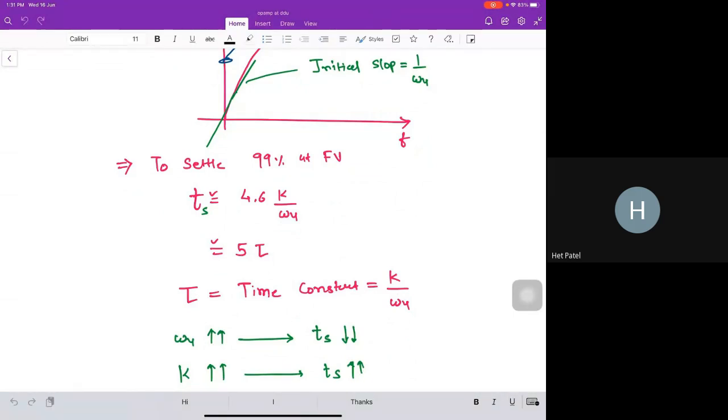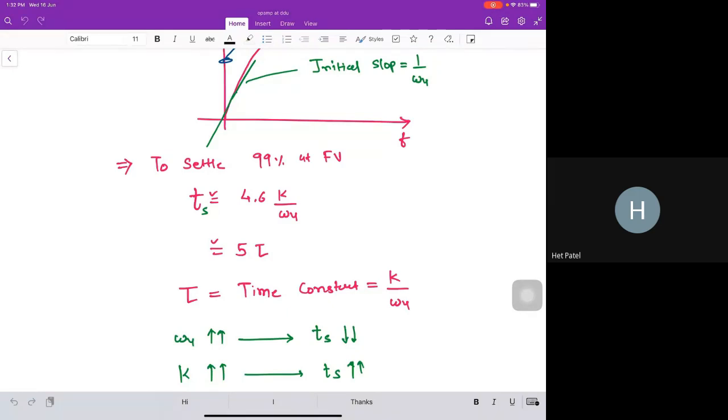See, the time constant is again depending on k and omega u. If the gain k is more, that means if I want V output equal to 10 times V in versus V output equal to 100 times V in, for getting a more gain k, I need more tau. That means my settling time is more.